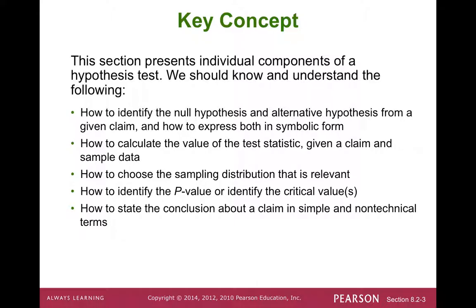We're going to calculate the value of a test statistic, and basically that will be based on a given claim and the data that were provided. We're going to learn how to choose which sampling distribution is relevant to the different problems. We're going to learn how to identify a p-value or identify critical values. As you'll see, there's two different ways to do that. And then we're going to learn how to state the conclusion about a claim in simple, very non-technical terms. So this is a bit of a long section, so bear with me as we're going through. But nonetheless, these will be all the topics that we're going to cover.